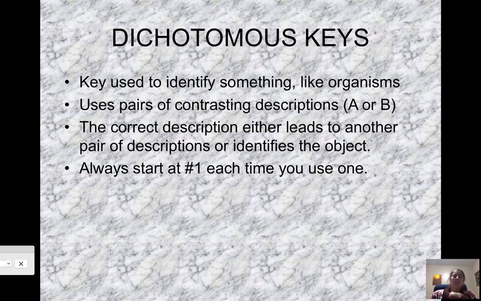So it's just a key used to identify something, and you're just going to use pairs of contrasting descriptions. It's going to lead to another pair of descriptions or identify the object. You're going to start at one every single time. So if you have a tree in front of you and it has needles, the first one may say, does your tree have leaves or needles?